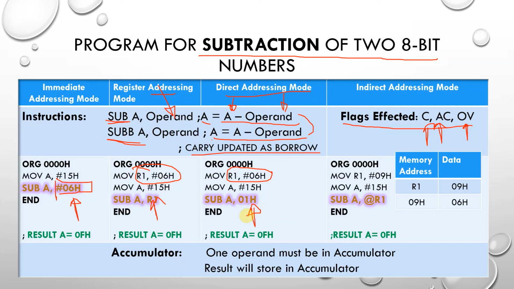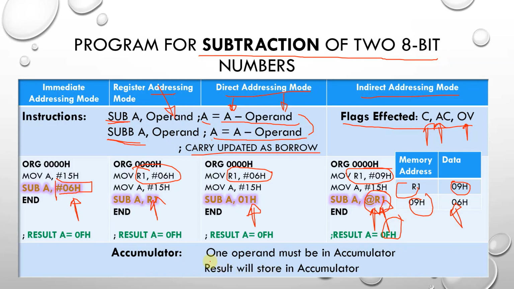as part of the operand in the subtract instruction. Similarly, for register indirect addressing mode, the address from where the operand needs to be fetched is provided with the special symbol @ in the instruction. Here R1 contains the address from where the operand will be fetched. R1 contains 9, the memory location, and from memory location 9 the operand 06 will be fetched and the subtraction will be performed. In all the cases the same example is taken, so the result will be the same.